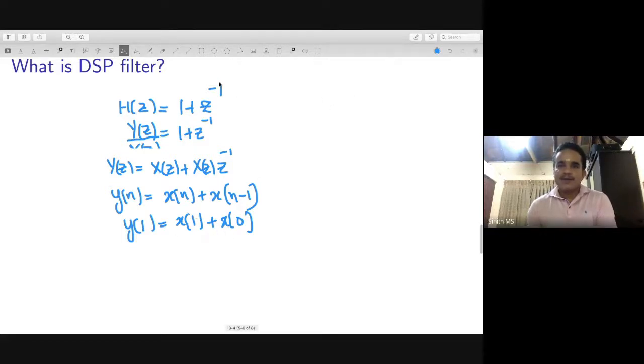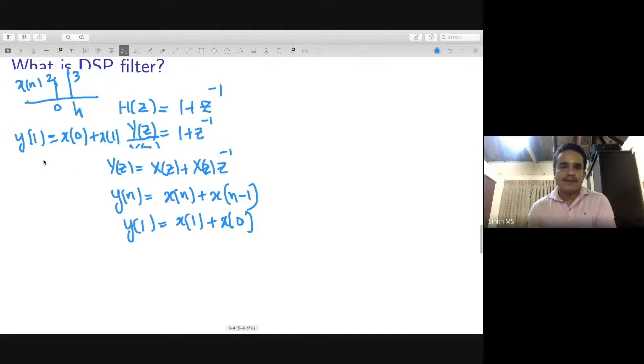So if you have a signal like this, if this is x[n], with samples at 0 and 1, suppose you have values 2 and 3. y[1] will be x[0] plus x[1], which is 2 plus 3. So y[1] is 5.